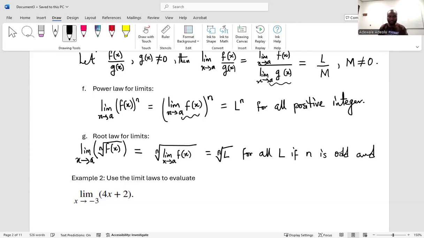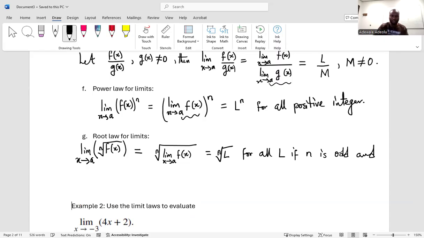And it has to be positive L or 0 if n is even. For example, if you are taking the square root of a number, you want it to be positive, so that means our L should be positive or 0.